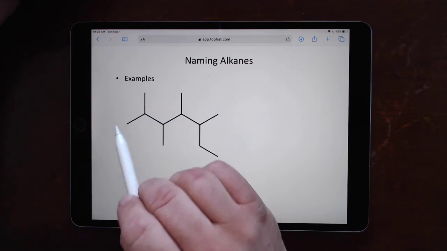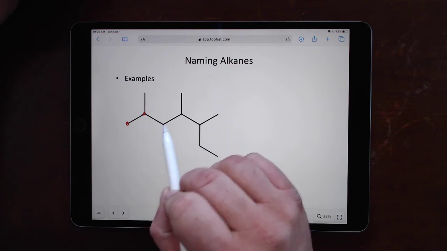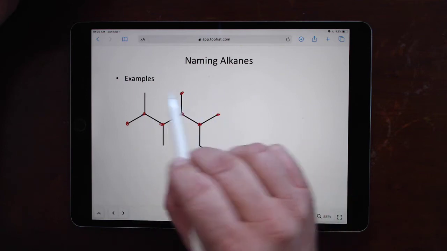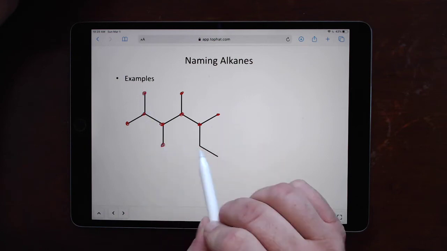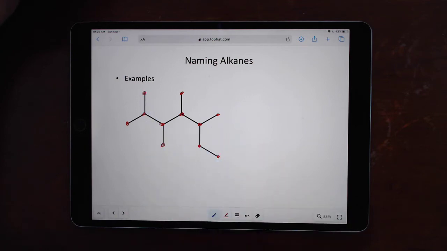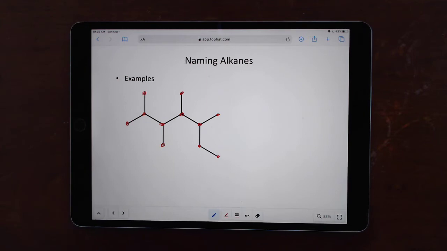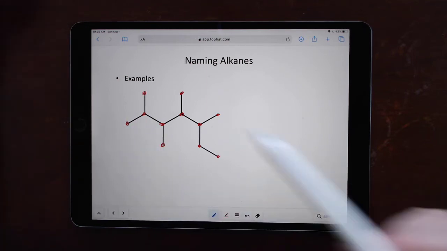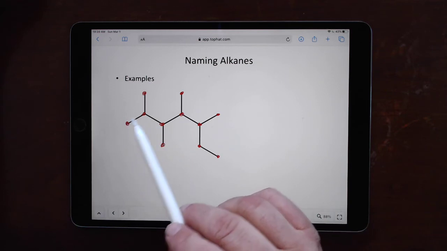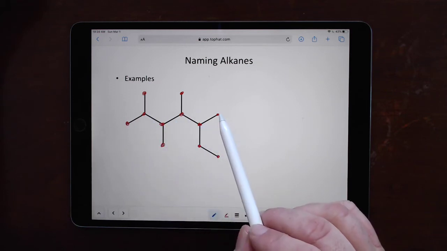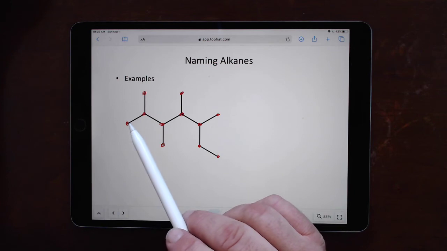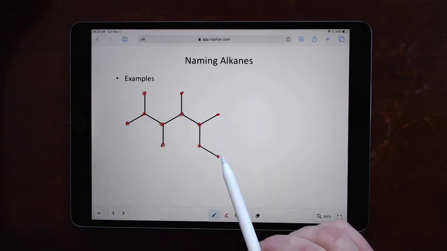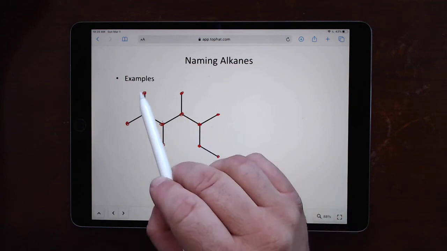We have a lot of examples to go through. So for this one here, we can put in our carbons. I do like the dots because it makes them a little bit easier to see. The first thing we need to do is find the main chain. When in doubt, start with the horizontal. 1, 2, 3, 4, 5, 6. But we can go down those side chains too. 1, 2, 3, 4, 5, 6, 7. And then we can also do 1, 2, 3, 4, 5, 6, 7.